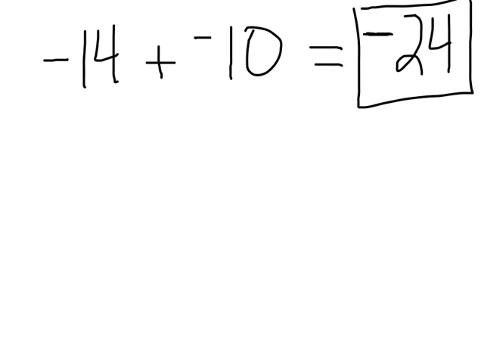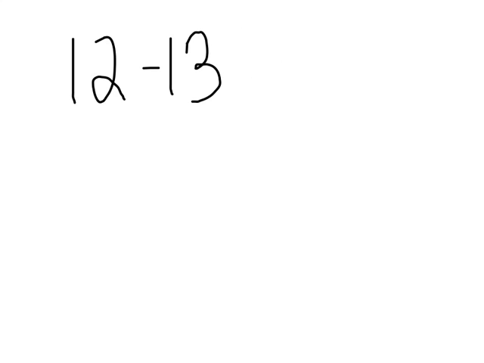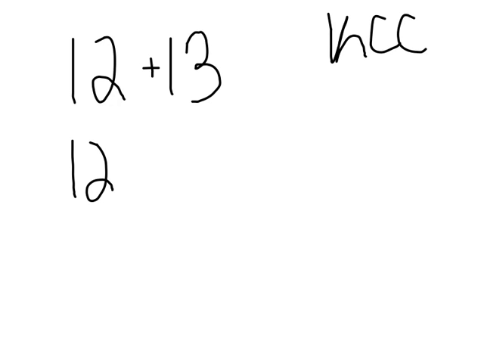Let's do one more. 12 minus 13. Okay, so here, again, I know I have subtraction. So I know I'm going to use keep, change to get the additive inverse. So I'm going to keep 12. I'm going to change the subtraction to a positive sign and make this 13 negative. So now I have 12 plus -13.